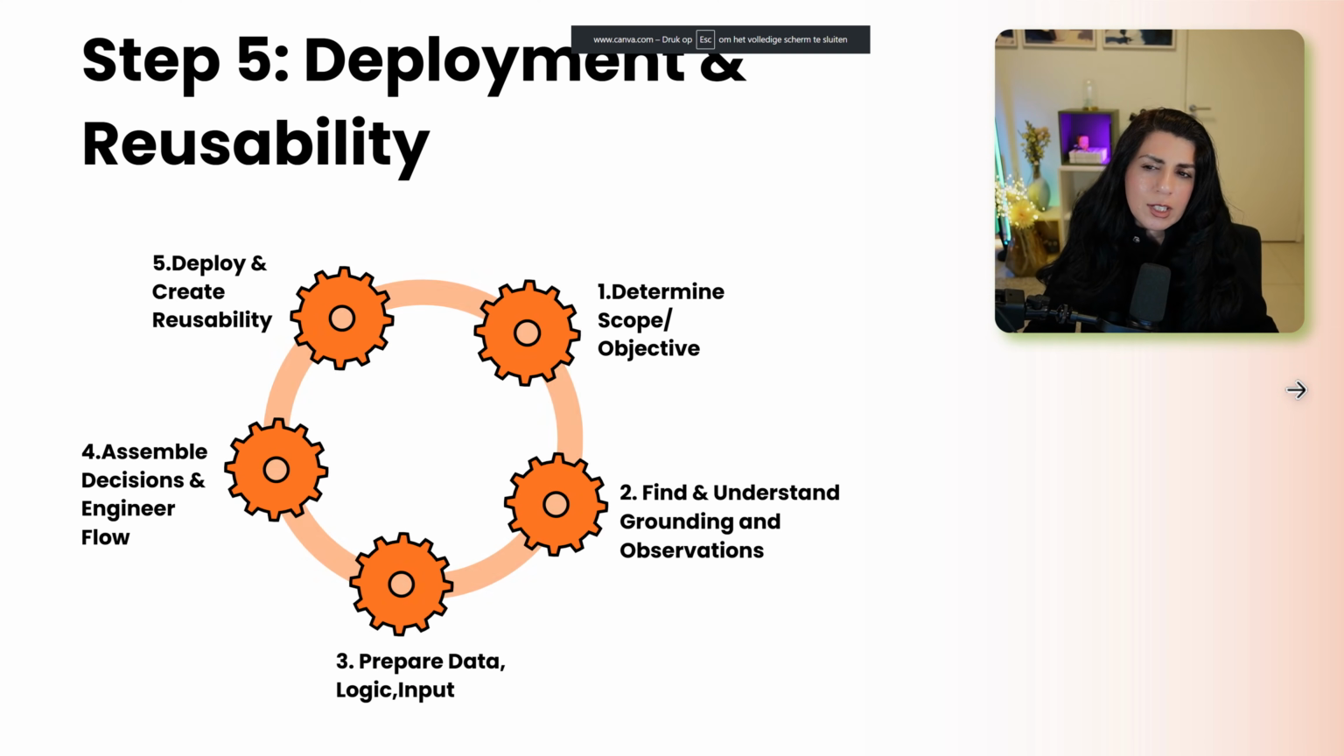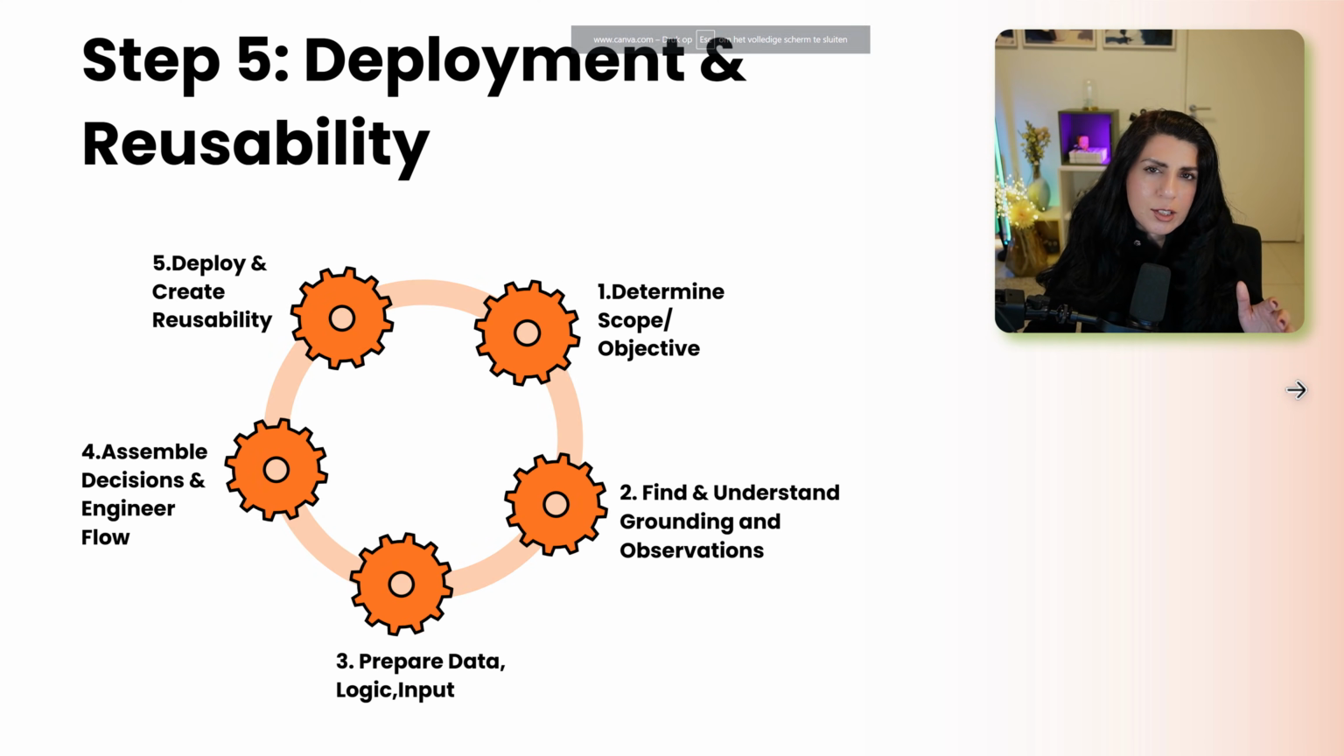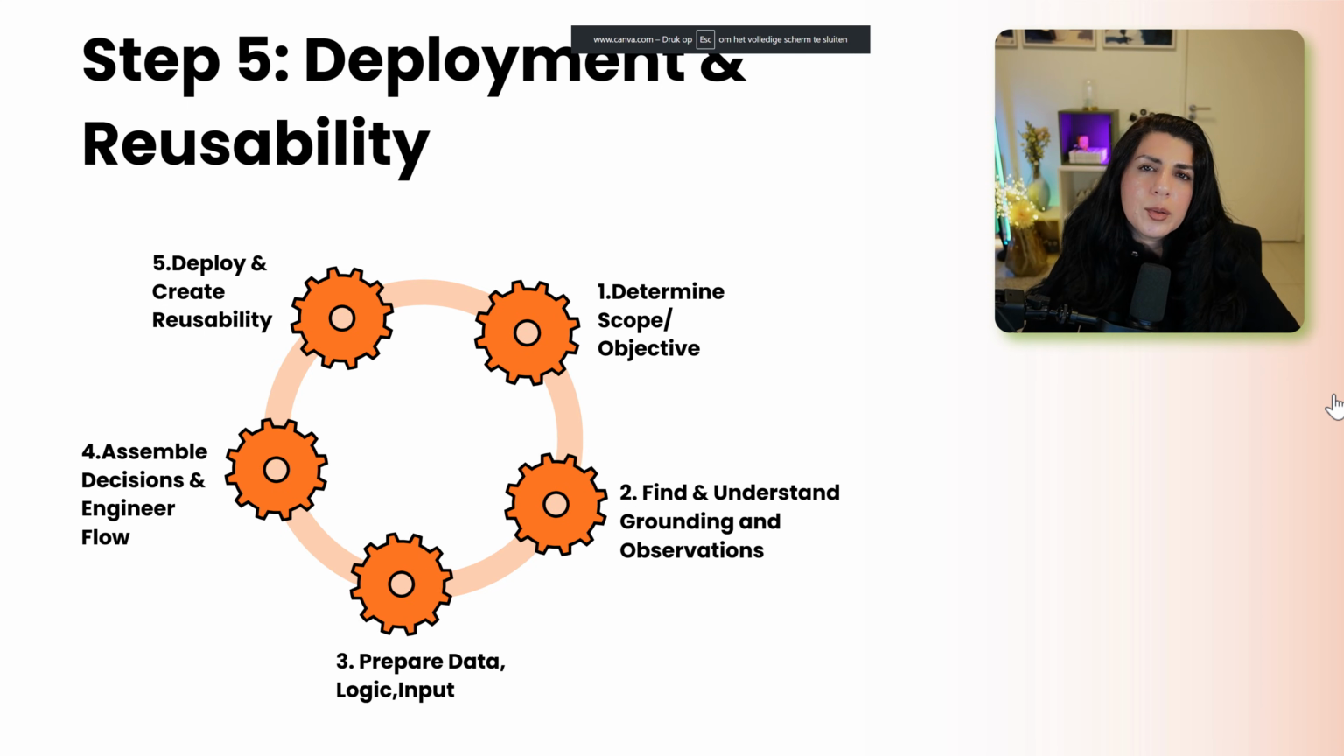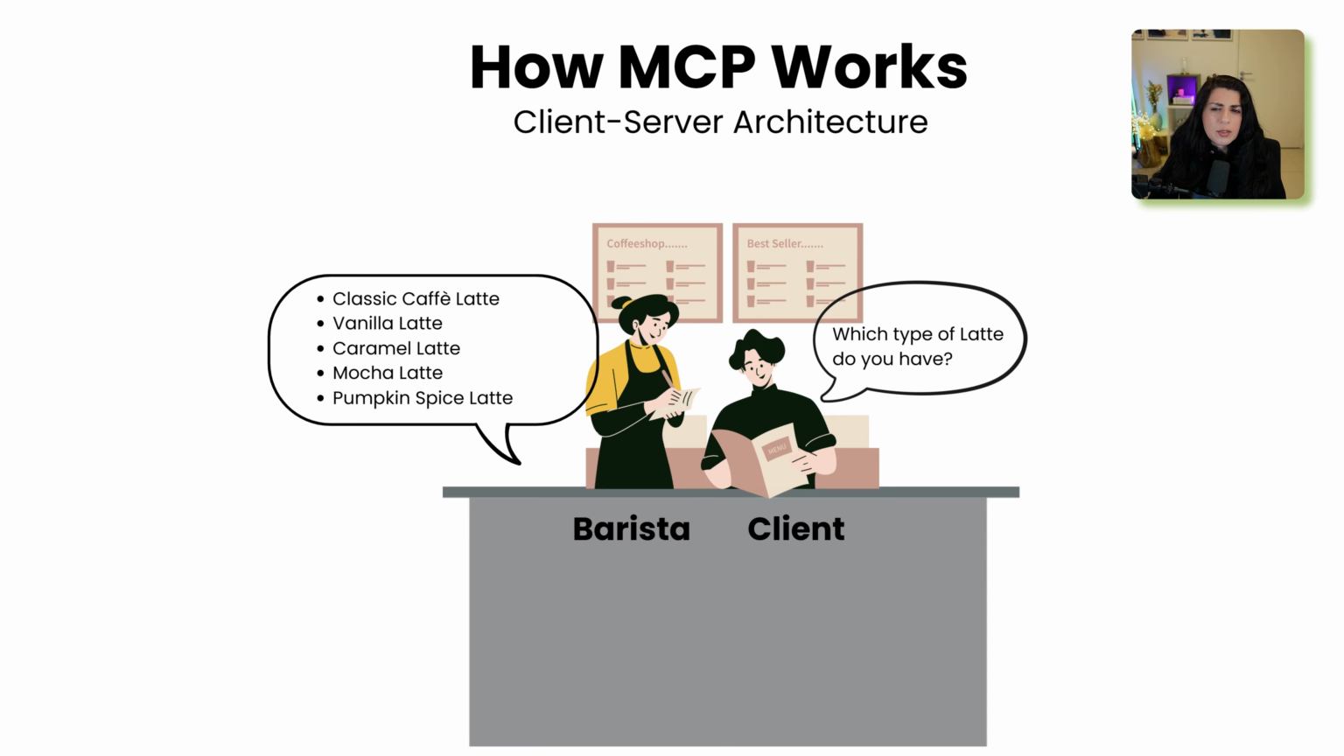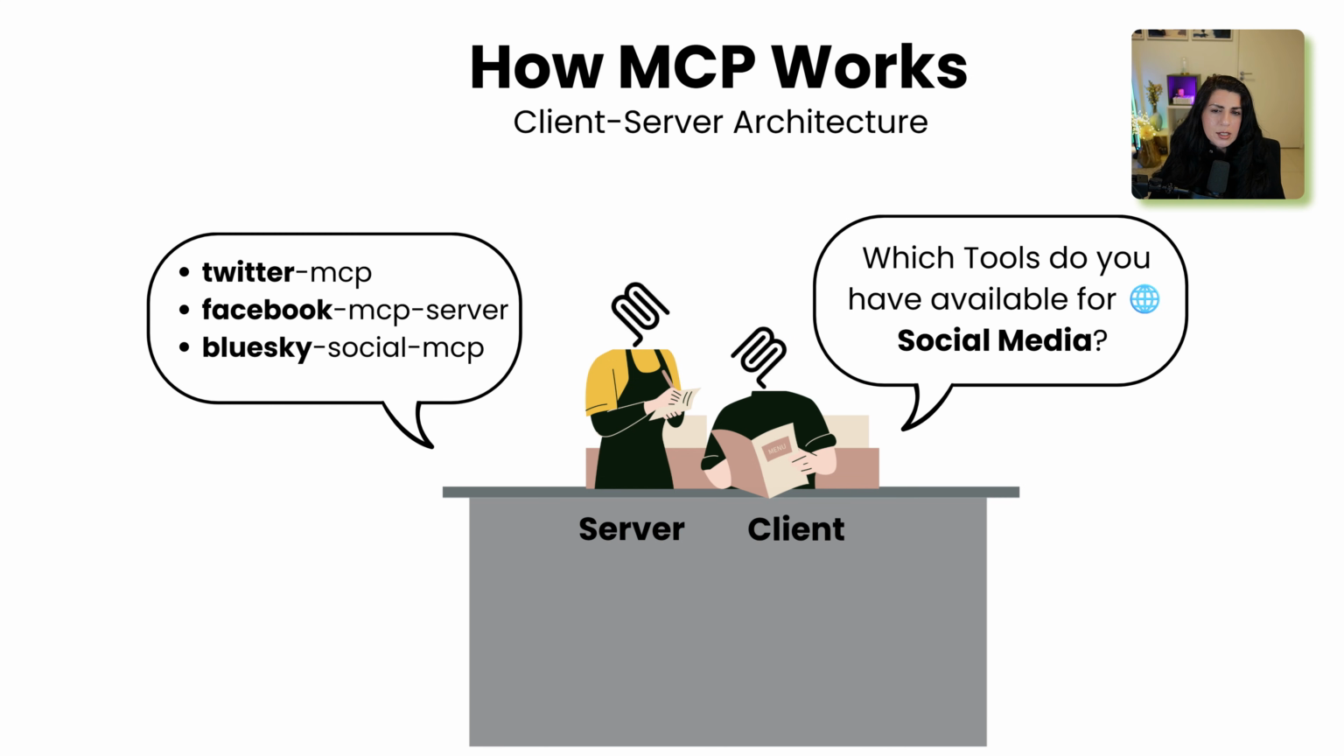So what we want in our step 5 is having that reusability. How do we do that reusability? This is where MCP is super handy. If you're not familiar with MCP, think in a client-server architecture. If you go to a barista, you will ask what kind of latte they have. They will give you just a list of things that they will serve. It's the same with MCP.